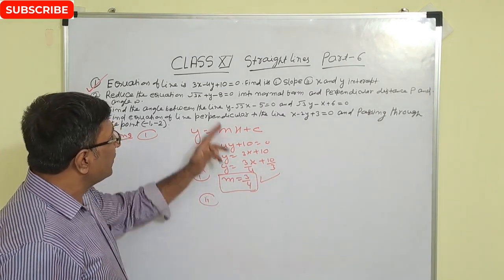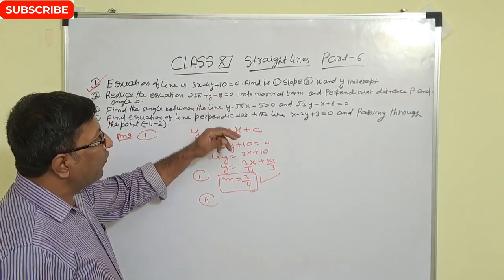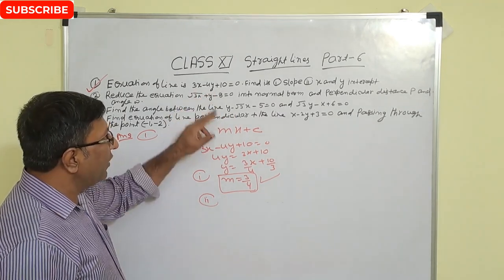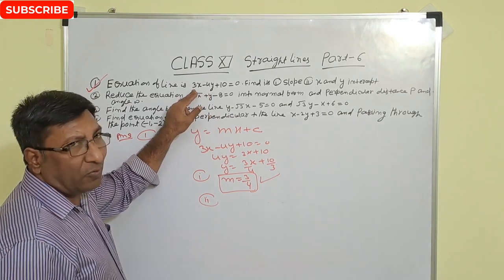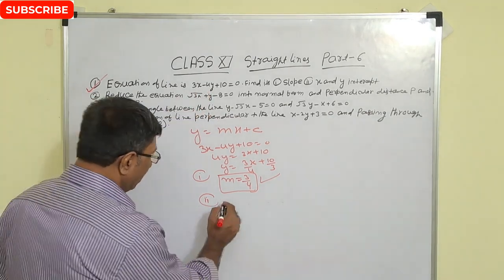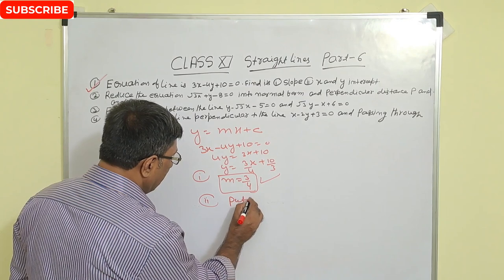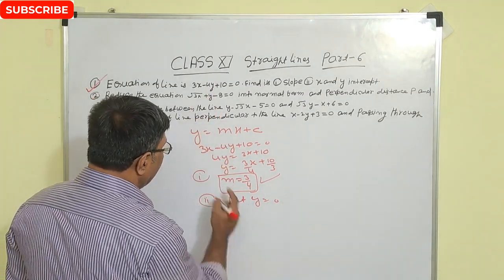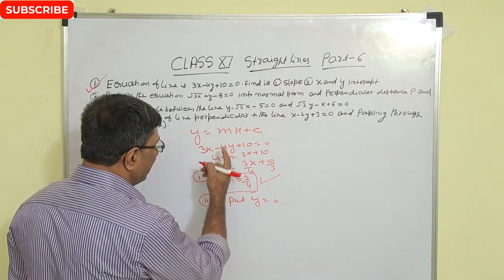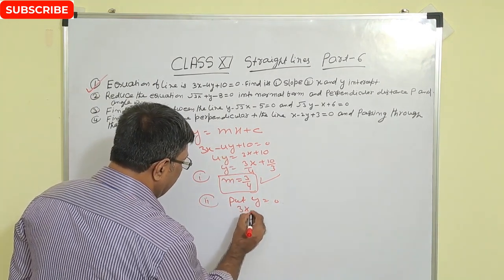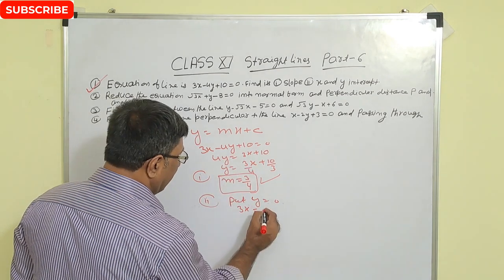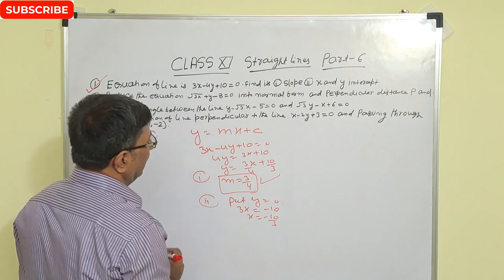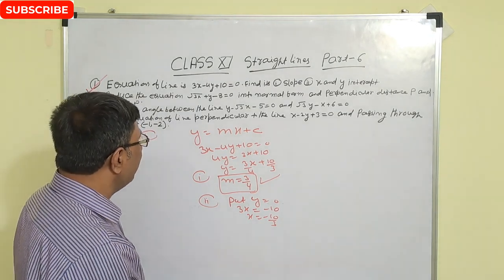For the equation of the line given, when you want to find the x intercept, put y equal to 0. If you want the y intercept, put x equal to 0. So here put y equal to 0. When we put y equal to 0, you will get 3x equal to minus 10. Then x equal to minus 10 by 3.